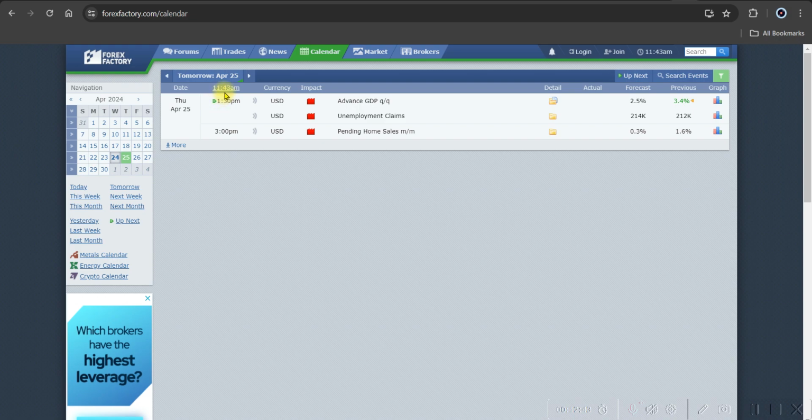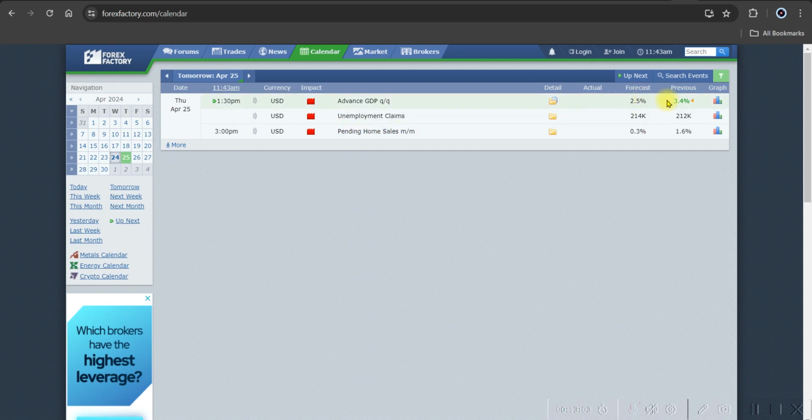It will tell you the time. This is the current time that we are in here. Then by 1:30 p.m. West African time, I should be expecting a USD related news about this, unemployment claims and others. Then by 3 p.m. I should be expecting a news on pending home sales and others.